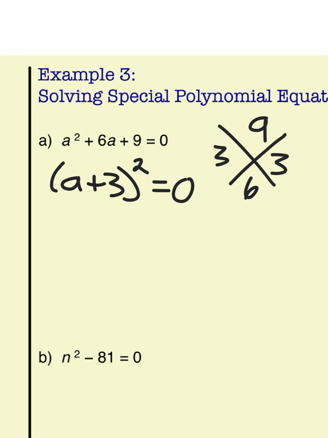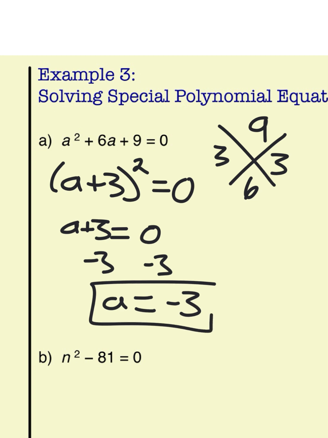If you have one binomial squared, that means you are only going to have one solution. So that means a plus 3 has to equal 0. And of course, if we minus 3, a equals -3.